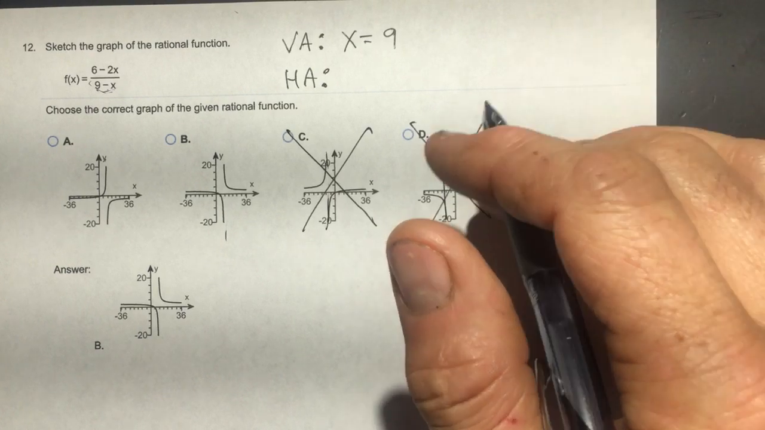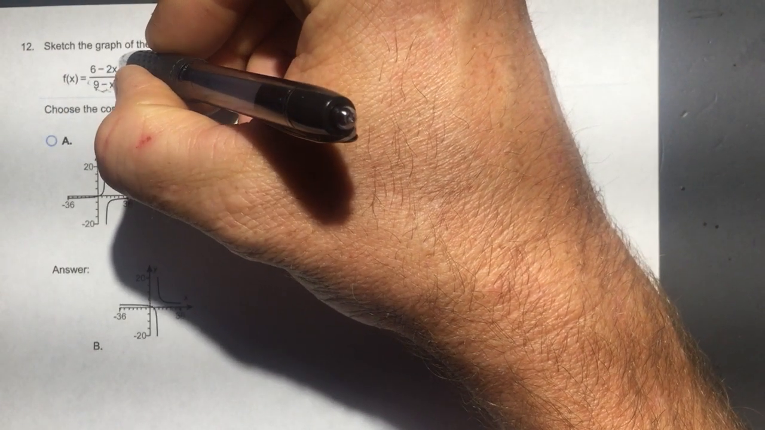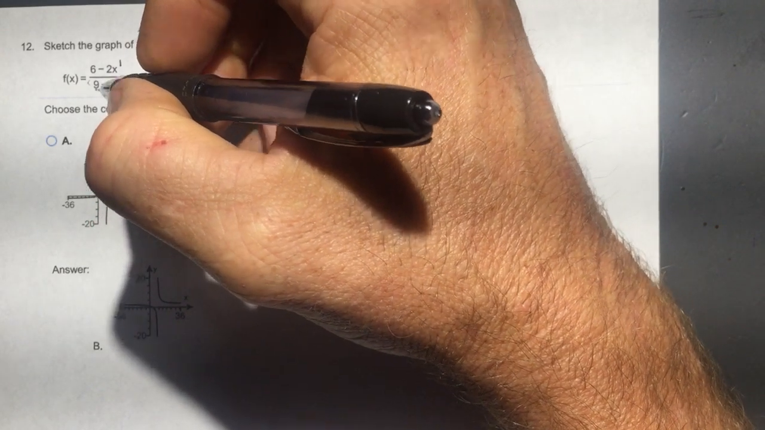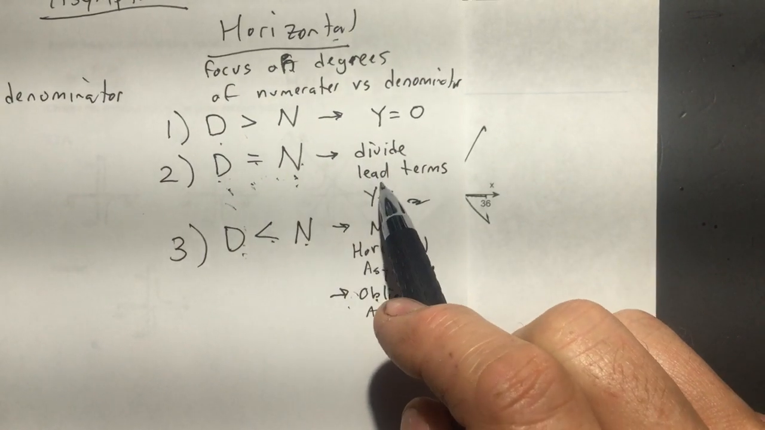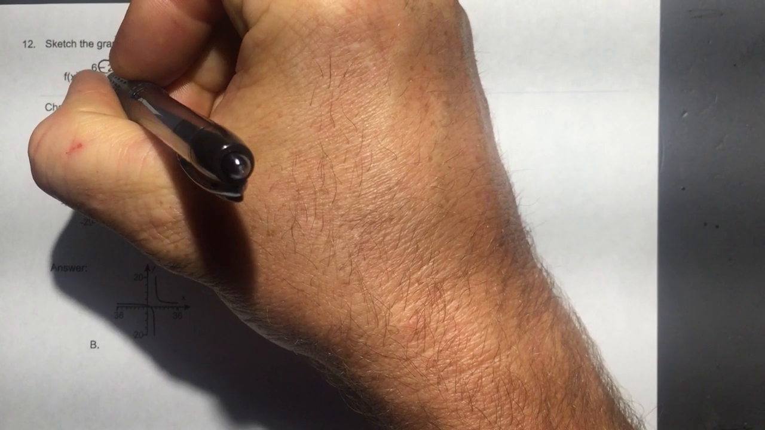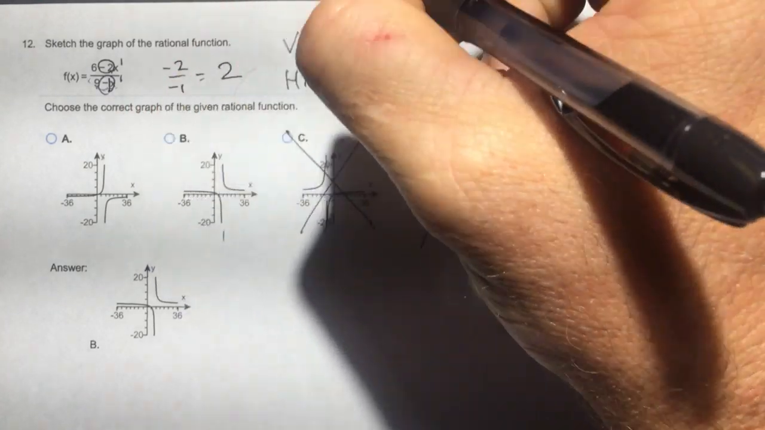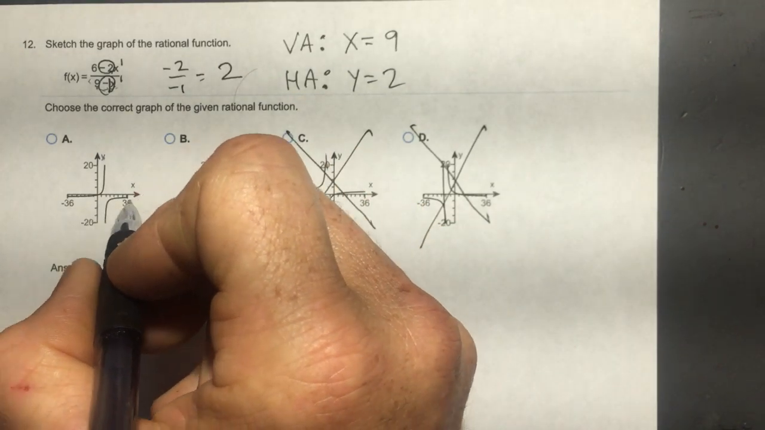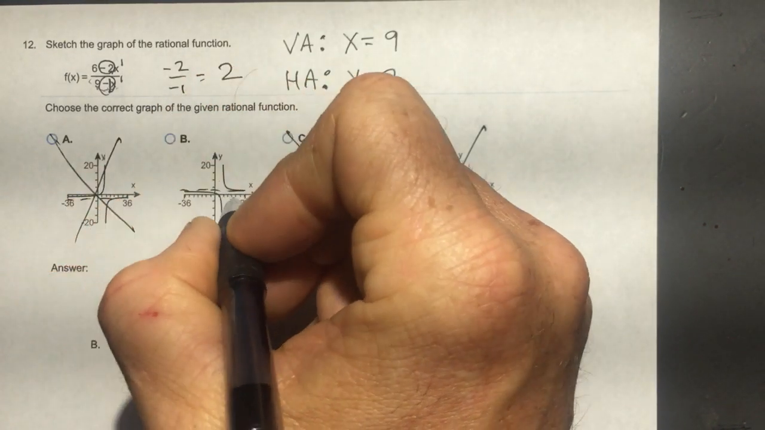Okay, now what about my horizontal asymptote? All right, well, if you look here, my degree in the numerator right there is 1. My degree in the denominator, it's 1. All right, so looking at my notes here, they're equal, so I divide those lead terms. So I've got a -2 divided by a -1. -2 divided by -1 is +2. So y equals +2 is my horizontal asymptote, which looks like this one here. So yep, this is -2. It's got to be B.